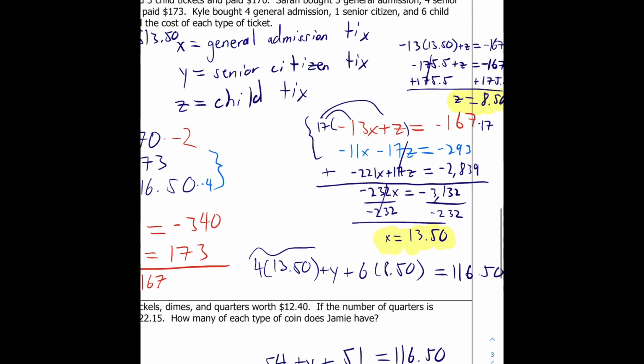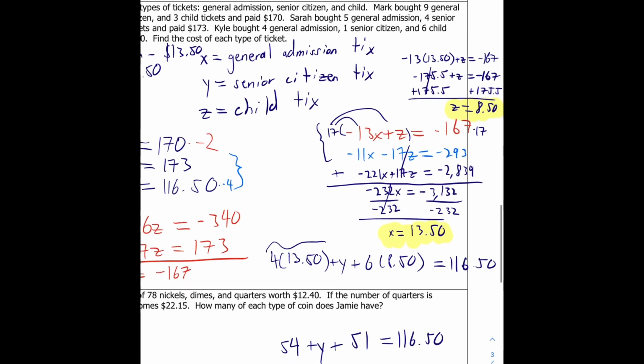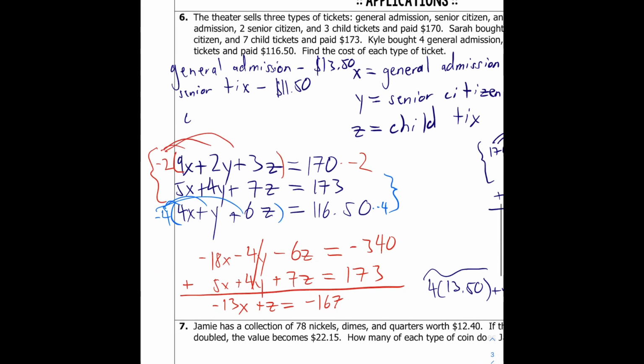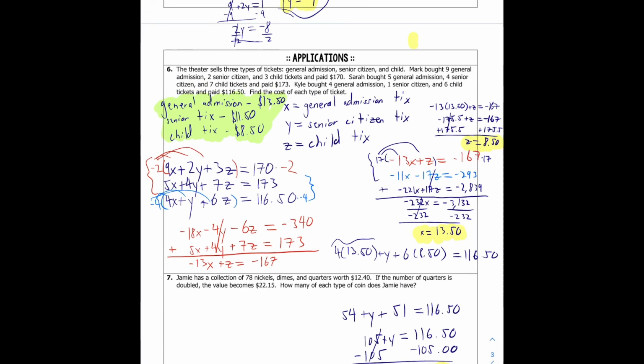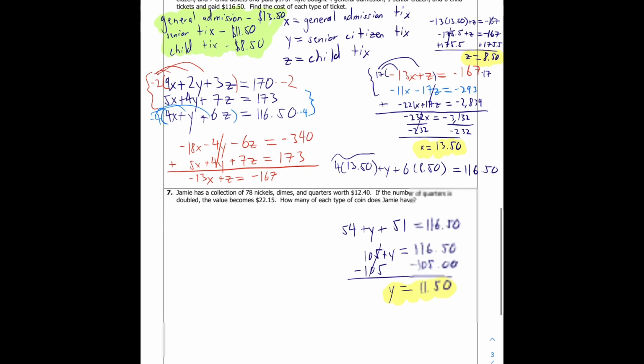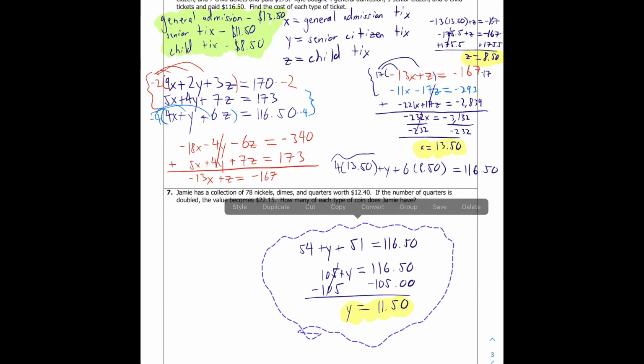And then z, my child tickets. My child tickets, that was $8.50. So child tickets cost $8.50. There we go. So that's my final answer, okay? So screenshot if you need to, pause, rewind. Okay, I'll do one more, guys. Sorry about this, guys. It was harder to record in the hospital than I thought it'd be, so.